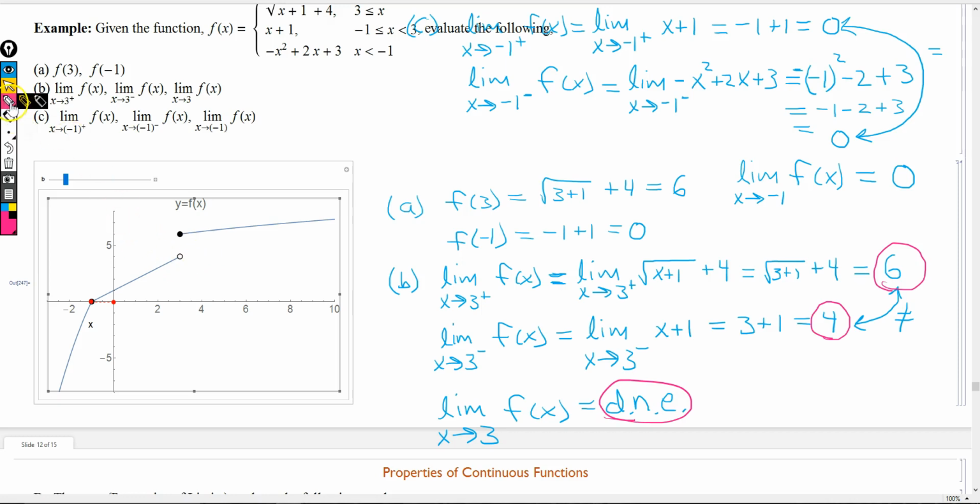And so we see that at -1 we've illustrated that our right hand limit is 0, our left hand limit is 0, and so our full limit as x approaches -1 is 0. And so that illustrates what a partial limit is, and that concludes this video.